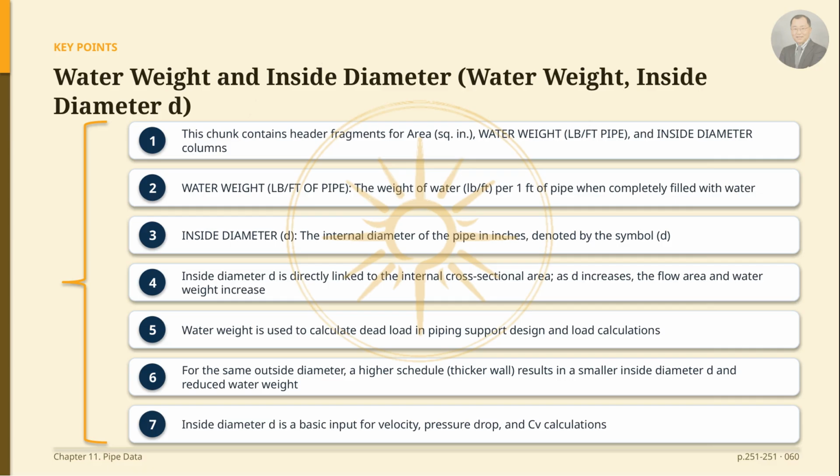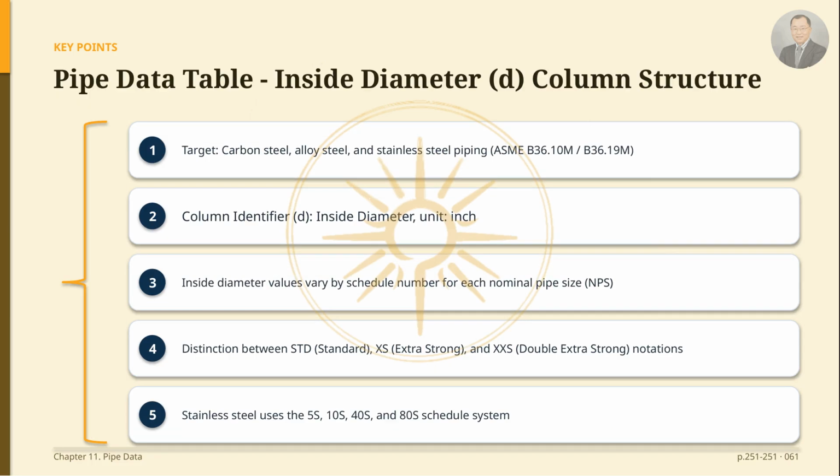This inner diameter D is a very important value that serves as the basic input for flow velocity, pressure loss, and CV calculations. This slide is a pipe inner diameter data table based on the ASME B36.10 and B36.19 standards. It shows a structure where the inner diameter value is determined by the nominal pipe size and schedule number. For example, when the NPS is half an inch, the inner diameter value gradually decreases as the schedule number increases.